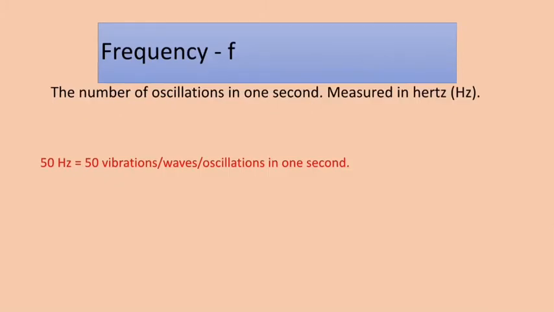We also had the word frequency at the start. So frequency, and its symbol is a small f in science. That's the number of oscillations in 1 second, and we measure it in hertz. Again, take time to look at this slide. The number of oscillations, the number of waves in 1 second.